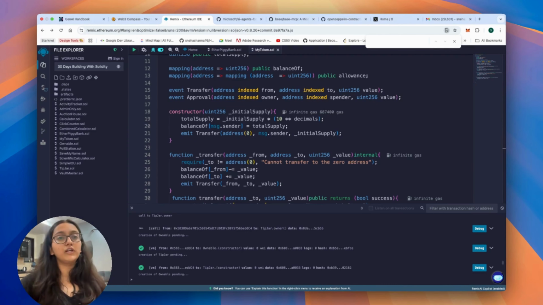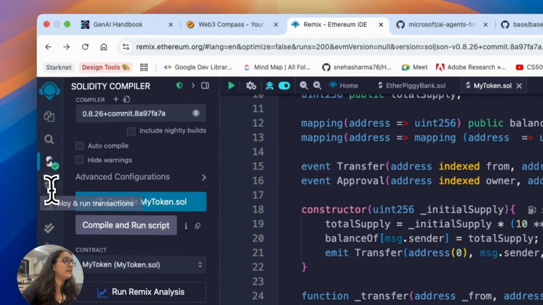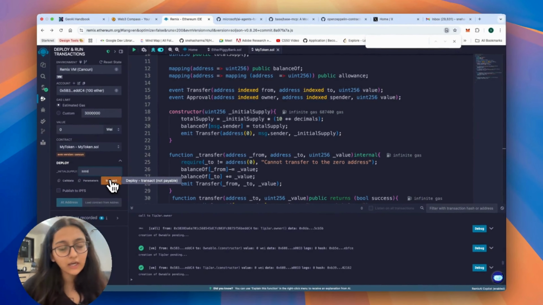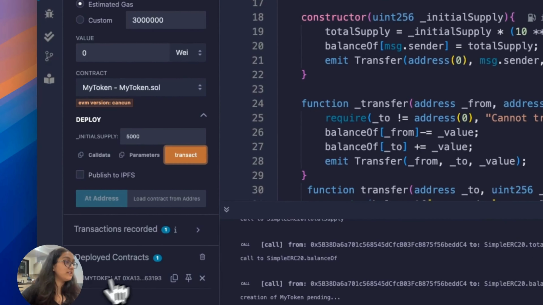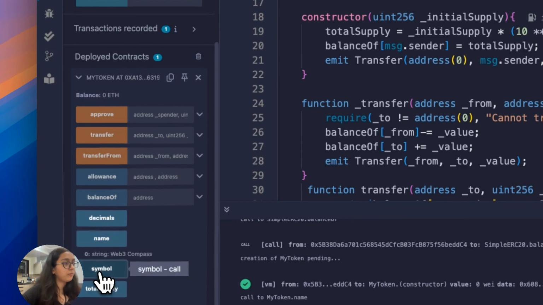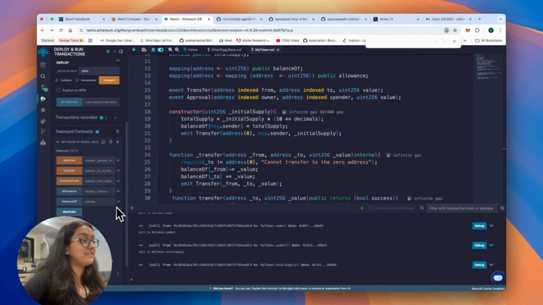And we'll quickly also look into OpenZeppelin, but let me compile this very quickly and then deploy it. Okay, so it says initial supply. Now I want to keep it very small. Okay, I'll say 5,000 tokens. Now you'll see what happens. It will be 5,000 times 10 to the power 18 once I check the balance. Name, Web3 Compass, symbol, WBT, total supply, whoosh, a long number.